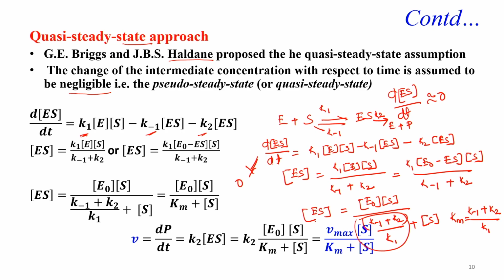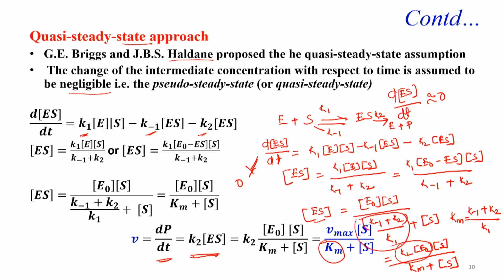So, once this ES is known, now we can write dP upon dt is K2 into ES. So, it will become K2 E naught S divided by Km plus S, and as we know K2 into E naught is the Vmax. So, again we end up with the similar expression of enzyme kinetics. The only difference is the expression of Km is different for both the approaches.